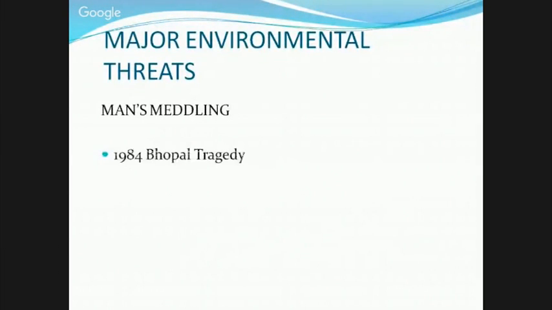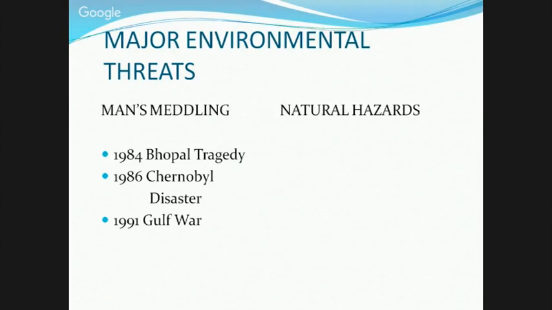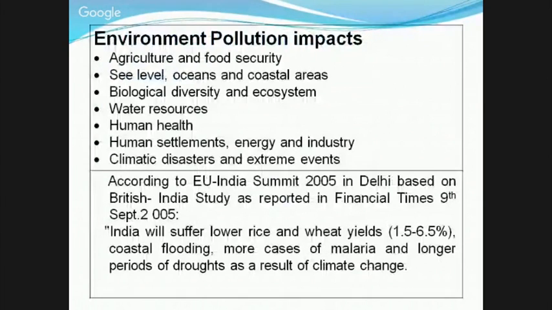These are the major environmental threats which we have recently suffered because of man's meddling. In 1984 we had the Bhopal gas tragedy, in 1986 the Chernobyl disaster which occurred in Russia, then in 1991 the Gulf War, and recently the 2001 Gujarat earthquake, then the tsunami in 2004.